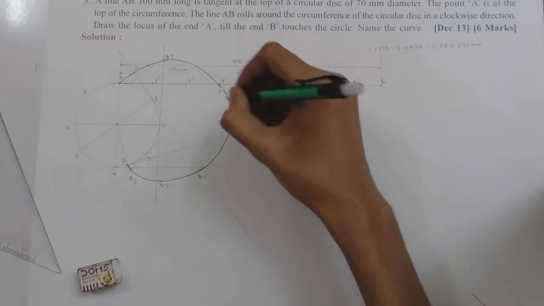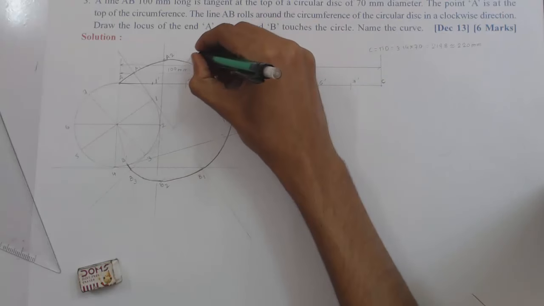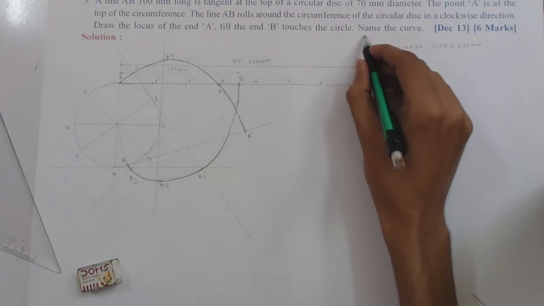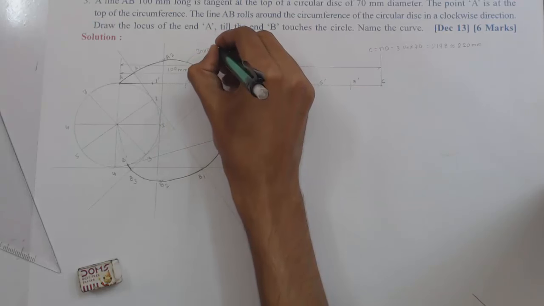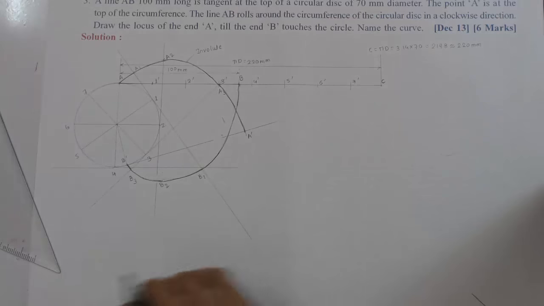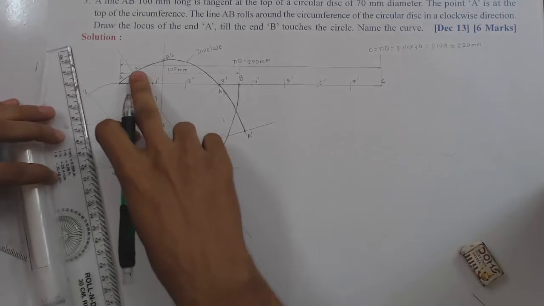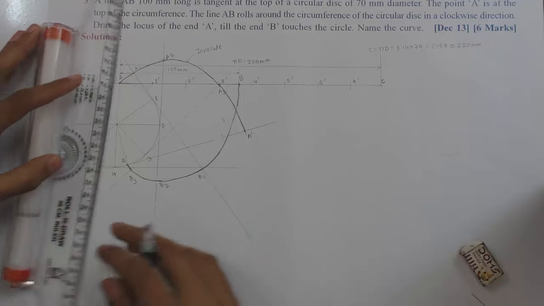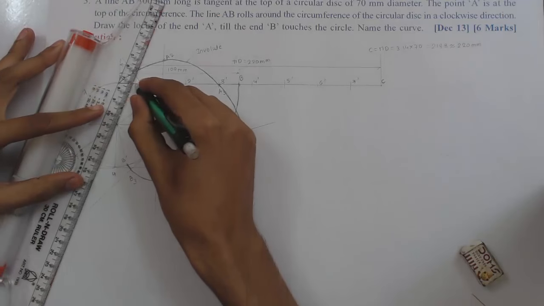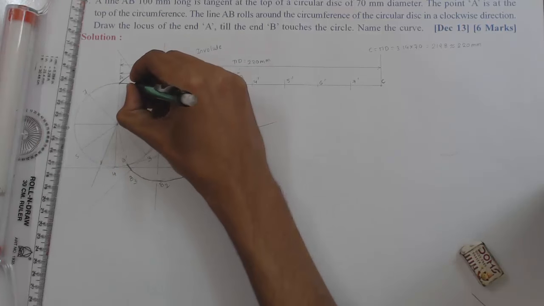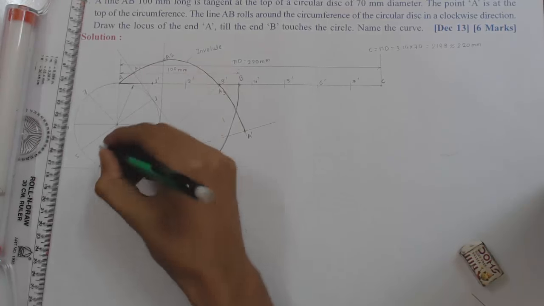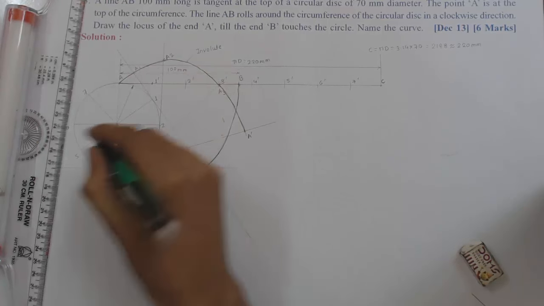So this is our required solution for point A. Since it is asked to name the curve, I will name this curve as the involute. And along with this, we have shown the dimensions of line AB and pi d distance. So along with this, I will also show the diameter of the circle, which is 70 mm. So it will show phi is equal to 70 mm.